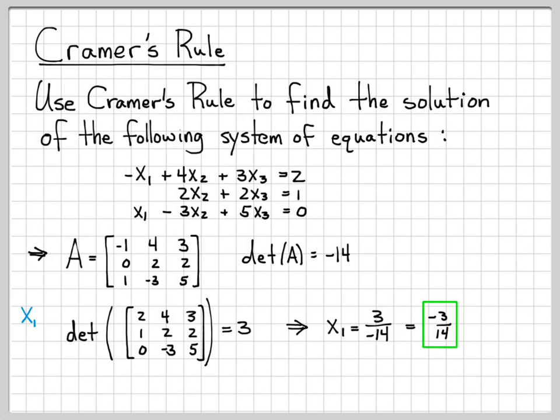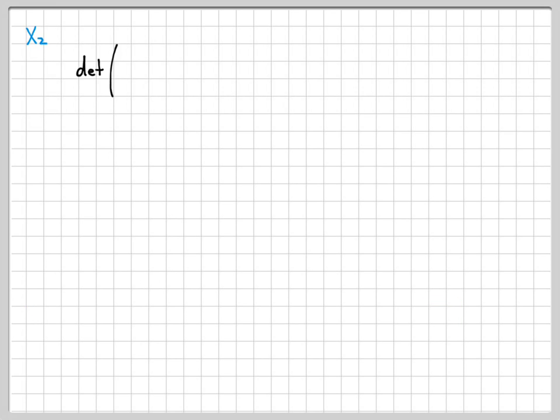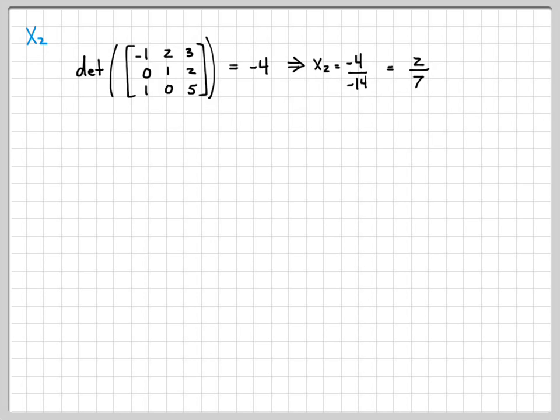We can keep repeating this process to solve for the other unknowns. For x2, I'm going to write down my A matrix, but the second column I'm going to replace with the B vector. So column 1 and column 3 are column 1 of A and column 3 of A. The only thing I've done here is I've replaced the second column with the B vector because I'm trying to solve for x2, the second unknown. If I actually do this determinant computation, I get -4. And now I can solve for x2 by taking the ratio of this determinant over the original determinant of A. So I get -4 over -14, which is 2/7. So x2 is equal to 2/7.